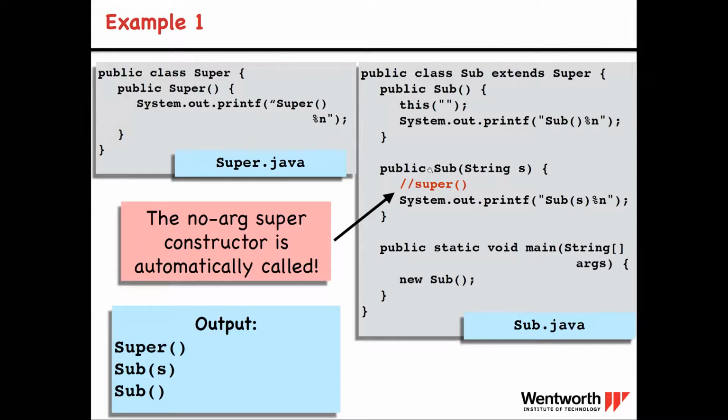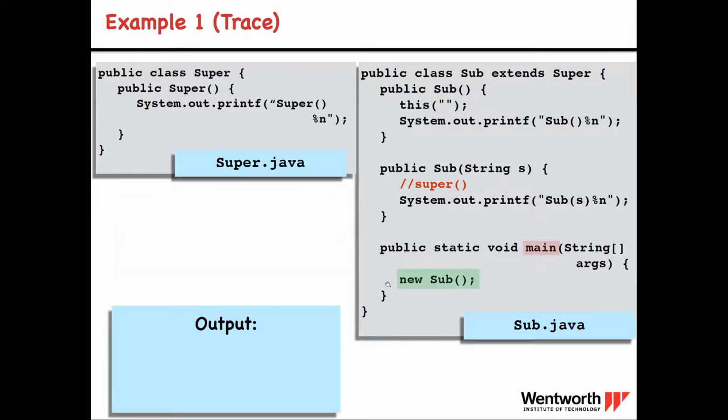In this constructor, so this is a constructor as well, we have two constructors here, one that takes no arguments, one that takes a string. If the first line is not super, the no argument super constructor is automatically called. You might wonder, well, why isn't it put in here? I'll say that in just a second.